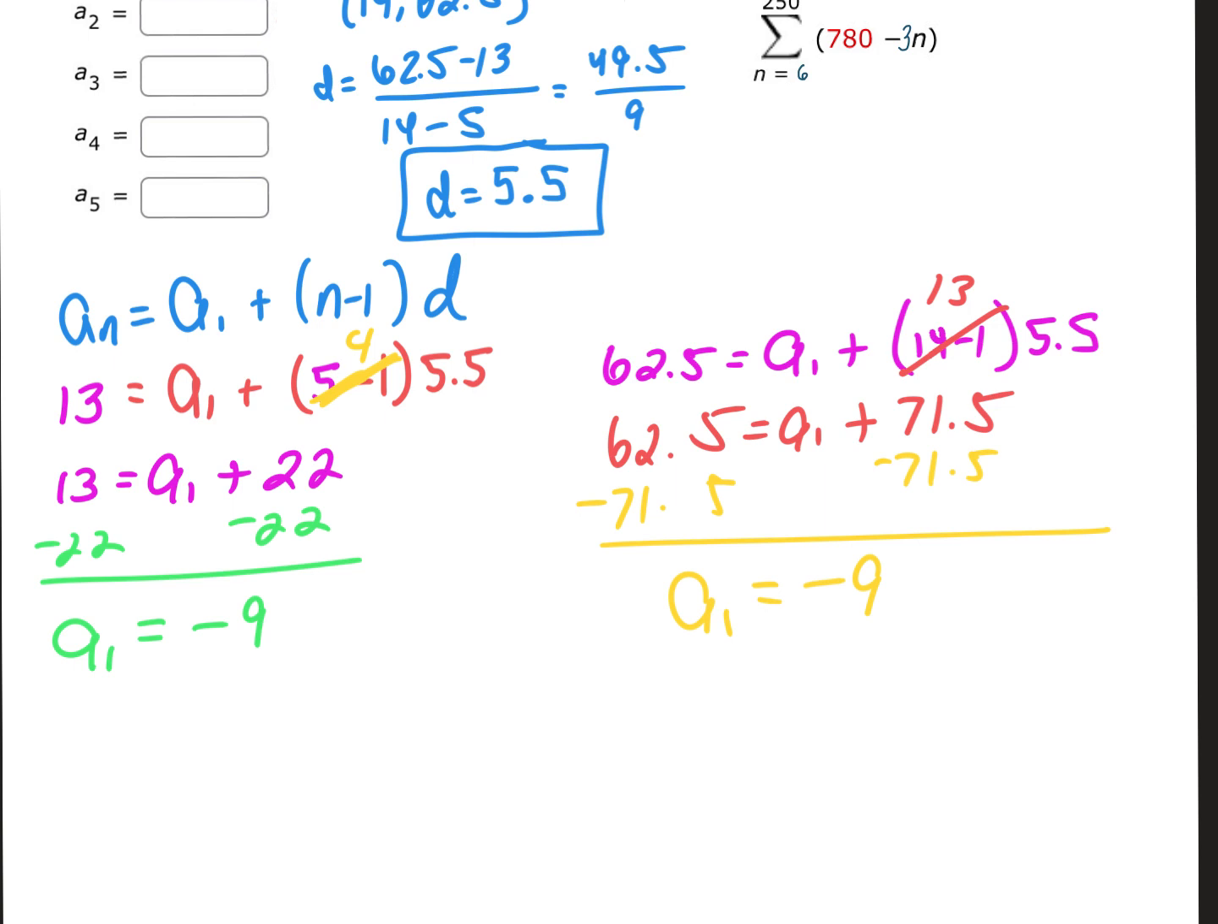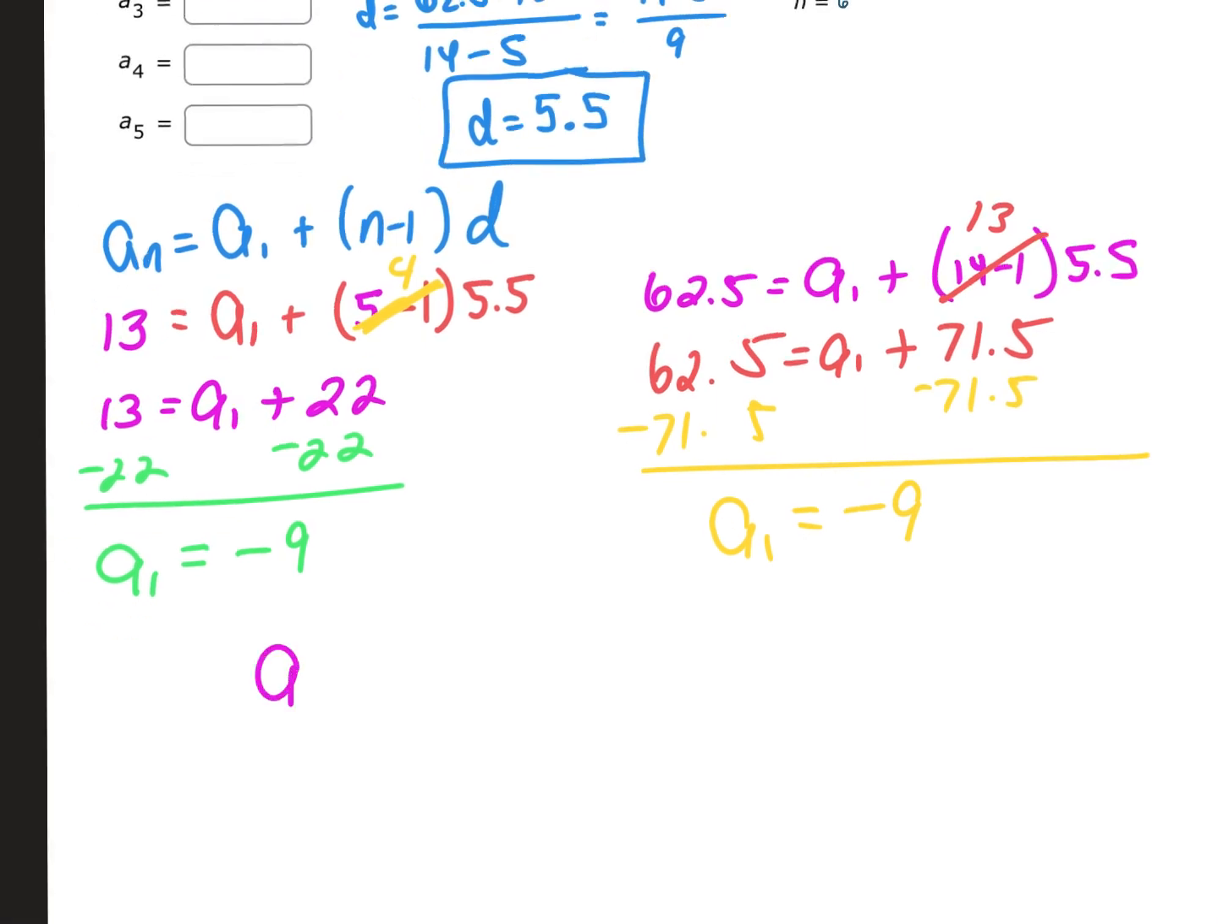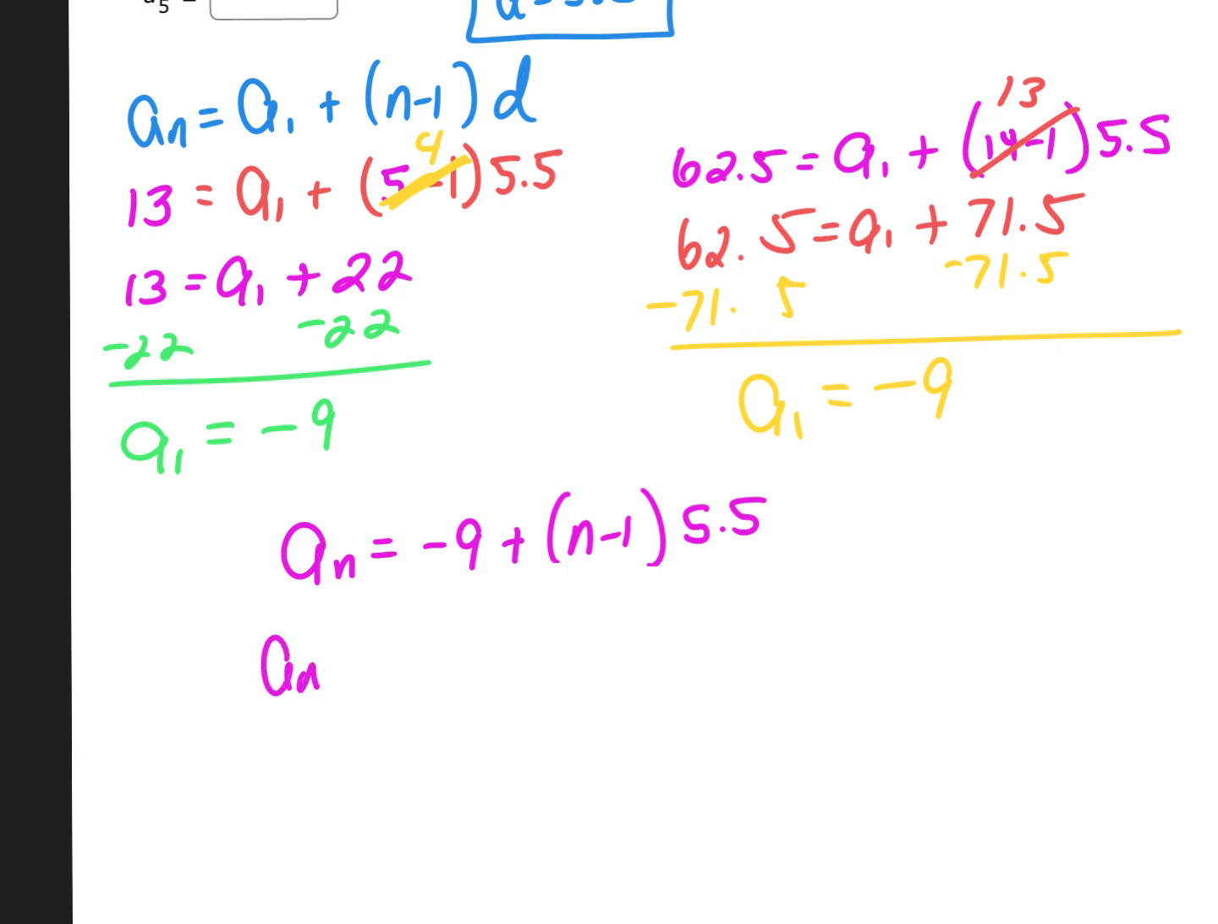I can say, oh, let me write the rule then. A sub n equals the first term, which is negative 9, plus n minus 1 times my common difference, which is 5.5. What do I do with that 5.5? I'm going to distribute it. So I have negative 9 plus 5.5n minus 5.5.